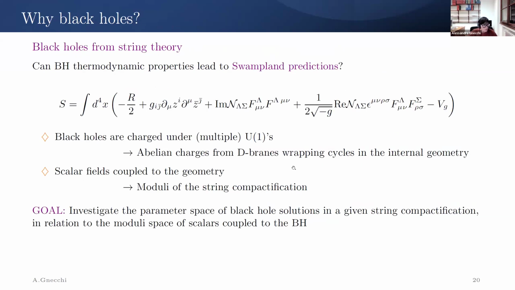Let's go now, for the last few minutes, to telling you how we work with this in practice. Let's talk about specific black hole examples. I'm working with an effective Lagrangian. This is an N equals 2 supergravity Lagrangian. This is the bosonic part. I am missing all the fermions.